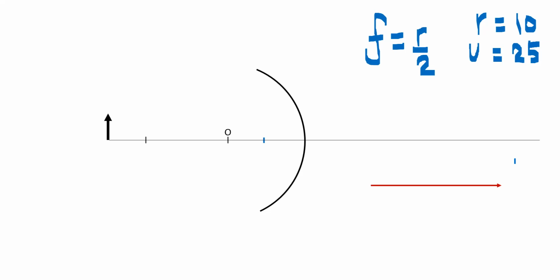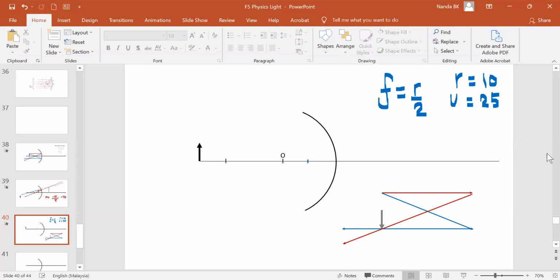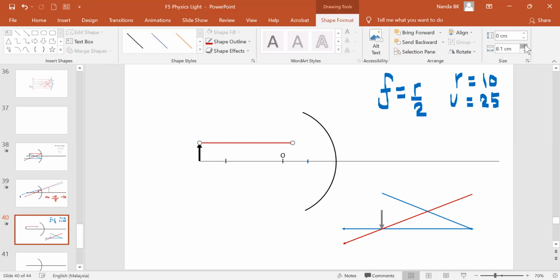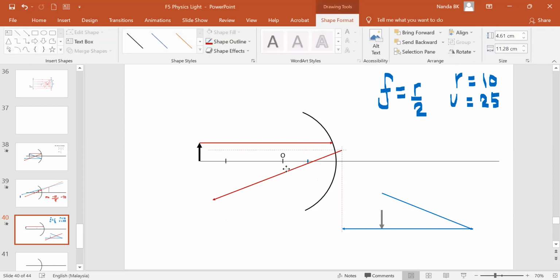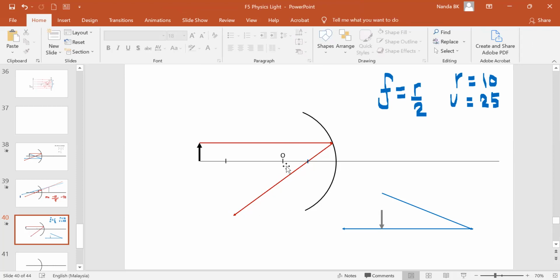Make it fast. So let's try. So my first image will be this. Betul. So go straight up. Second, where? There you cannot pass through. Must pass here. Don't make mistake.